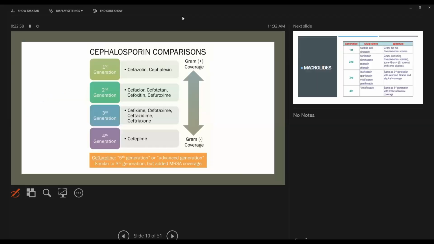So here's the kind of comparison of your cephalosporins. You've got your first generation, which is like your Keflex, and then your second generation, which is really cefoxitin, is the one that I've seen. And then third generation is your ceftriaxones. And then cefepime is fourth generation, and I've only seen that with kids with ear infections, but you don't see it a whole lot.